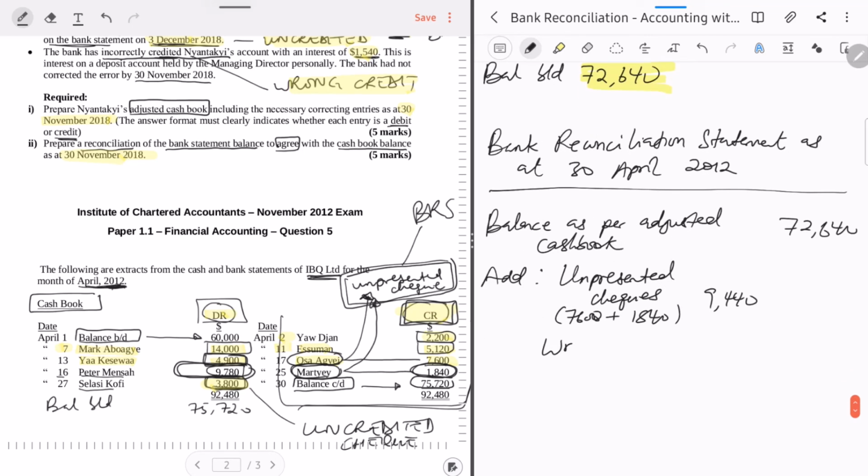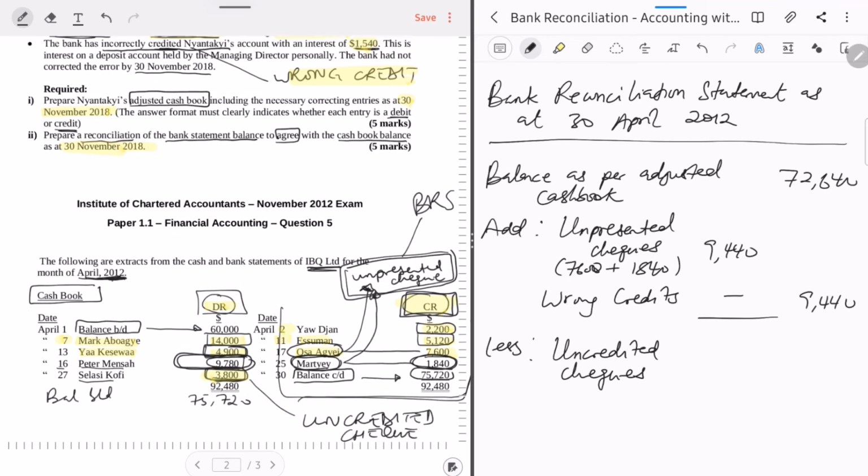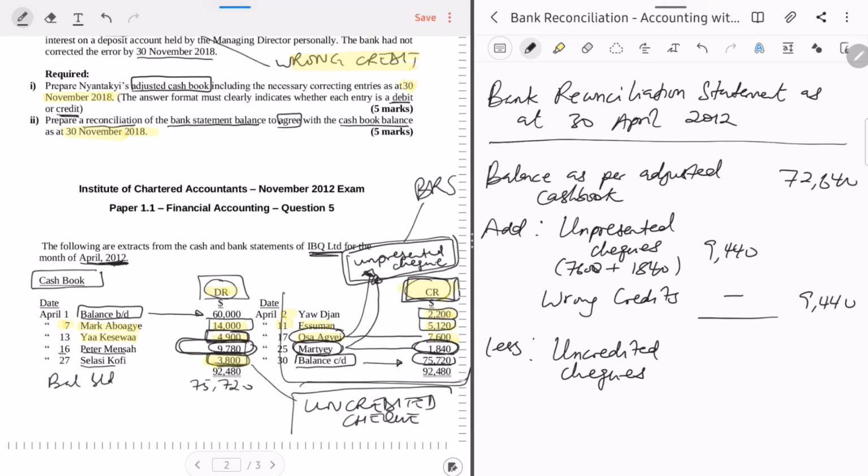Then we add, according to our template, what? Any wrong credits. And if I remember correctly, there are no wrong credits in this question. So we add 9440. Then we come and less what? Uncredited checks. If you remember, we had just one, which is right here, this figure. What figure does it correspond to? 3,800. So we have just one, which is 3,800.